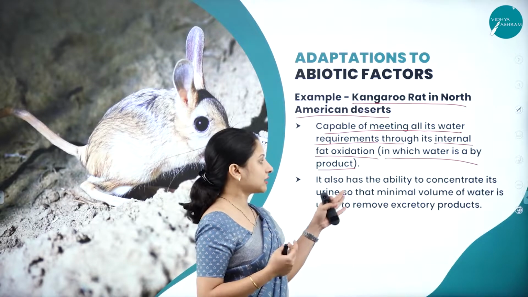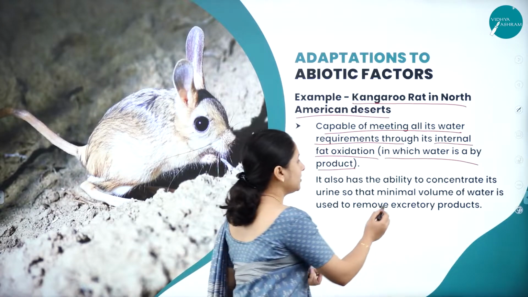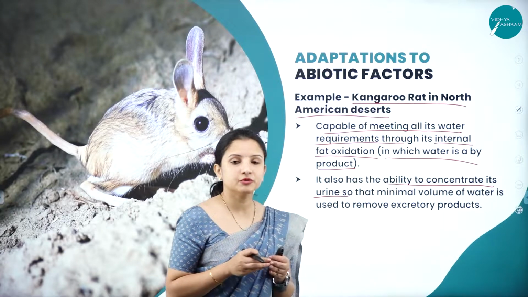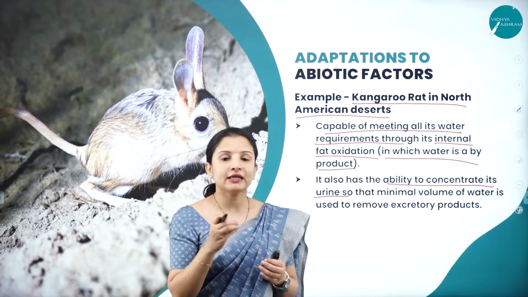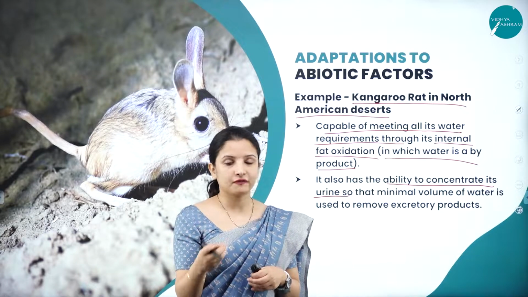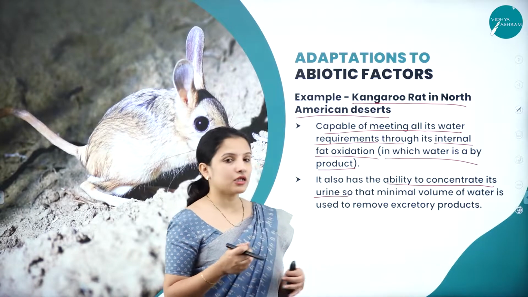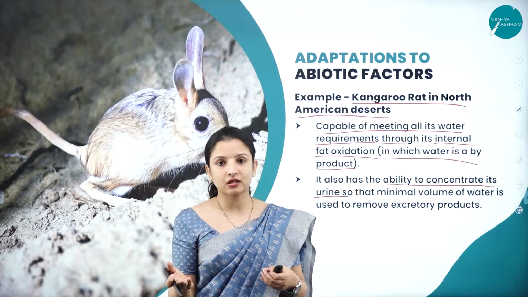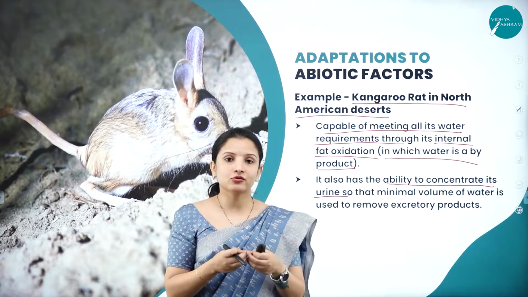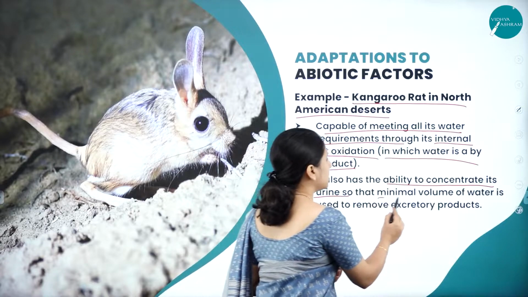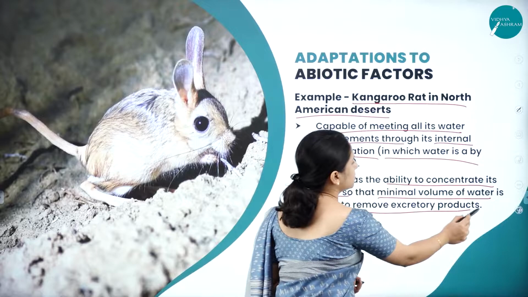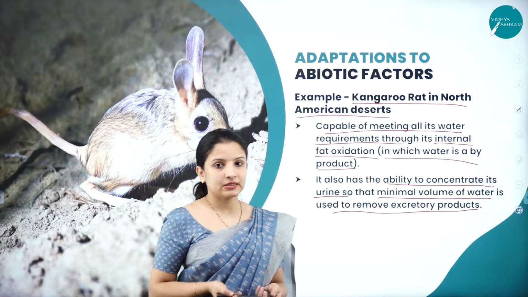So what the kangaroo rat does is, it has the ability to concentrate its urine. The urine becomes concentrated and very little urine is passed out of the kangaroo rat. And one more thing is, to throw out the excretory waste from its body, this kangaroo rat uses a very minimal volume of water to remove the excretory product. So this is how they adapt themselves.